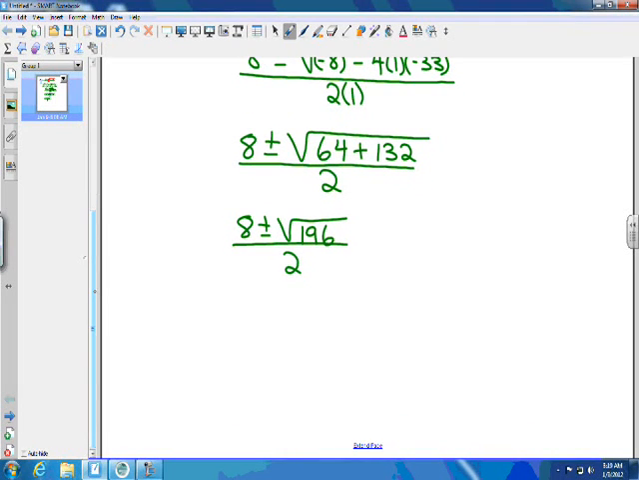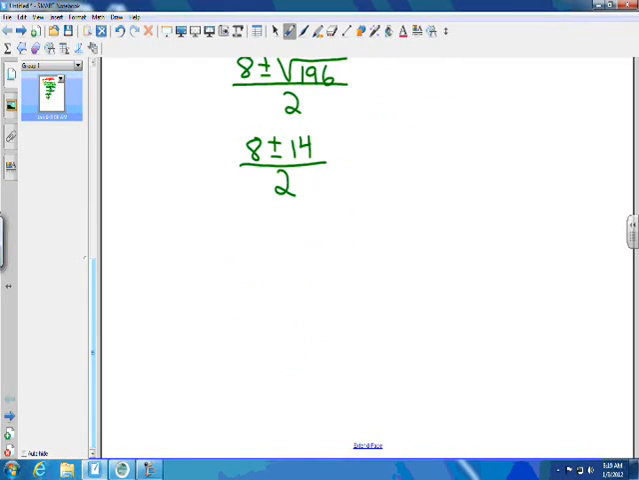So I would always check, especially with bigger numbers, to see if that is a perfect square. It's 196. What's the square root? So you have 8 plus or minus 14 all over 2. Is there anything you can take out of all 3 of those numbers? You take a 2 out of all 3 of them, which would give you 4 what? 4 plus or minus 7. And what would you have on the bottom? 1, and you don't need to write that.